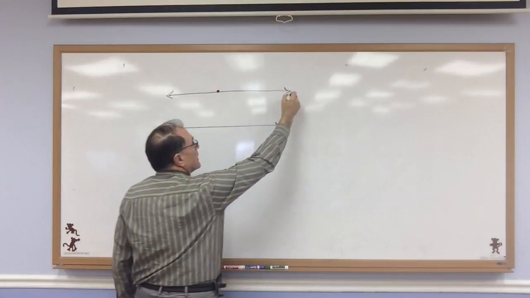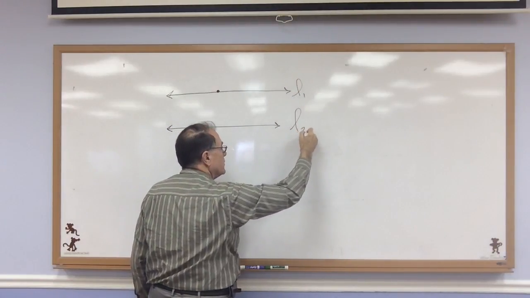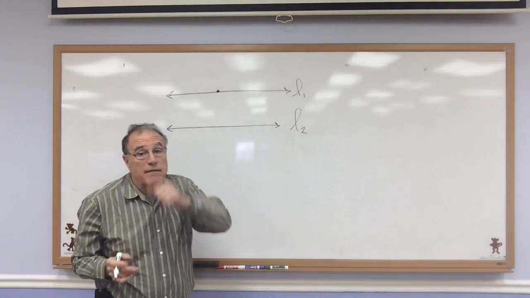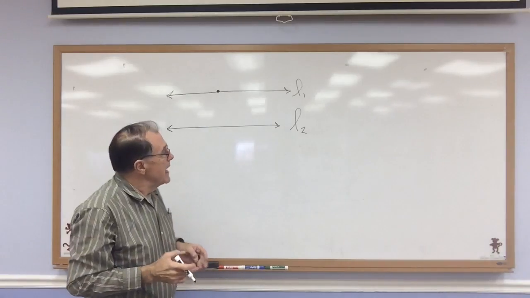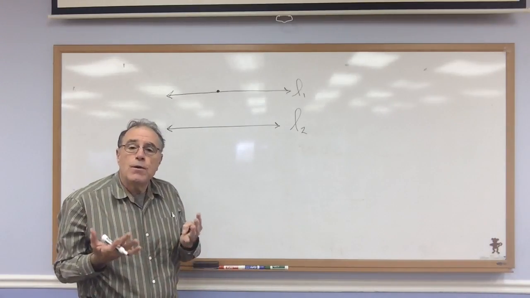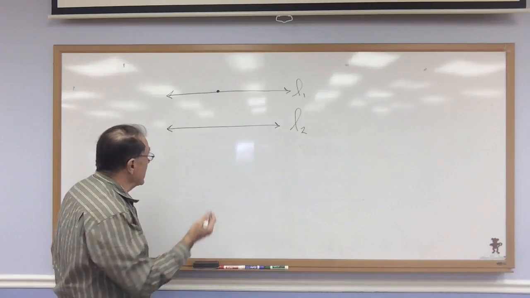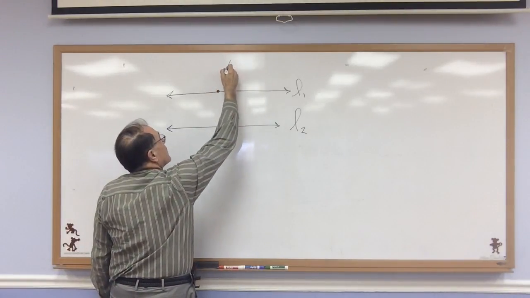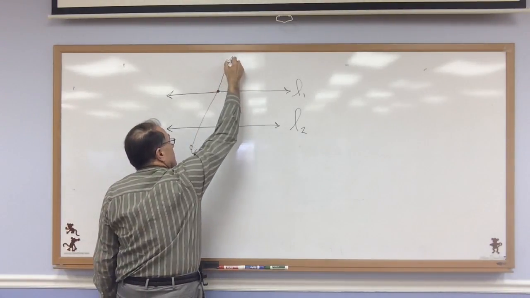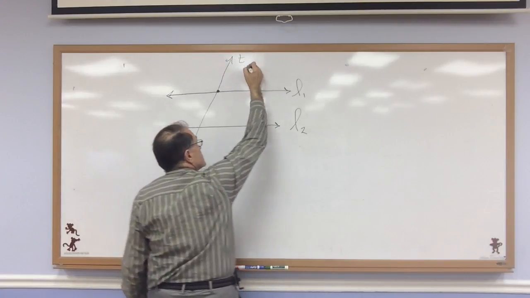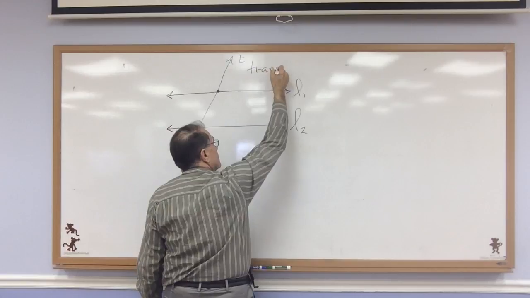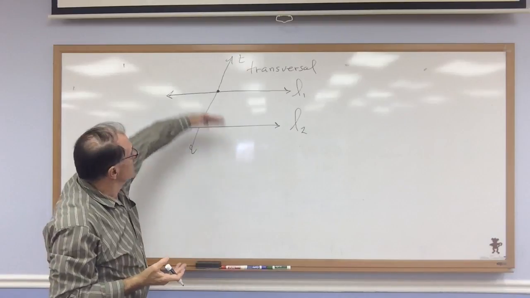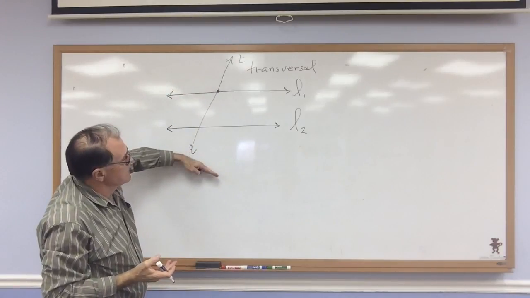So here I have these two lines, we'll call them L1 and L2, and these lines are parallel, which means they will never intersect. All righty, let's create some new angles by taking a line that will pass through both of these lines. So I'm going to draw this line, here it is. I'll call this line T, which stands for transversal. And a transversal is a line that cuts through two or more lines.